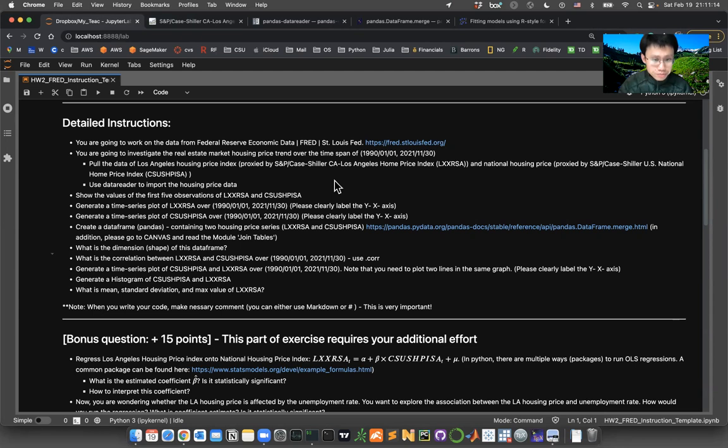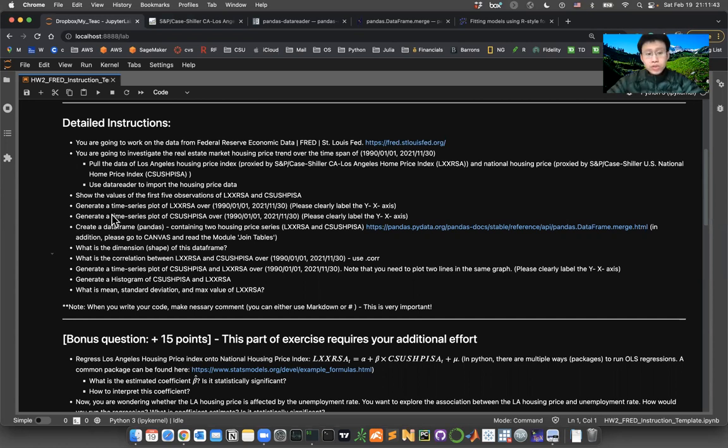Okay, so after you get the data, what you want to do in the first place is to get yourself a sense of how the data looks. One way in Python to preview the data is just to display the first five or whatever number of observations of the data you have. So you want to show me the value of the first five observations of the data you have.